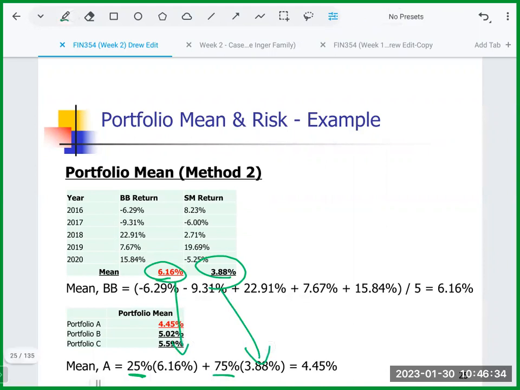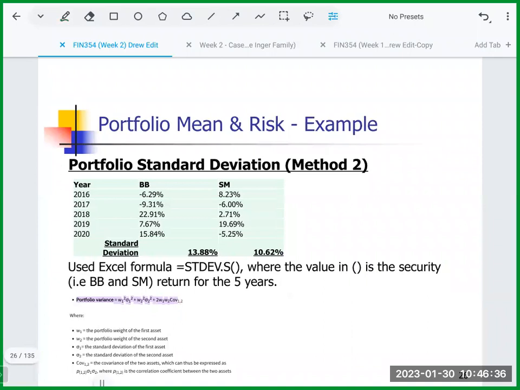Now, if we use method 2, yes, we have the returns for SM and BB. What we have to do is calculate the standard deviation of BB and the standard deviation of SM. Again, we use the standard deviation formula, which is fine. But that's not it, right? Because we are talking about a portfolio, so we need to consider the portfolio variance.